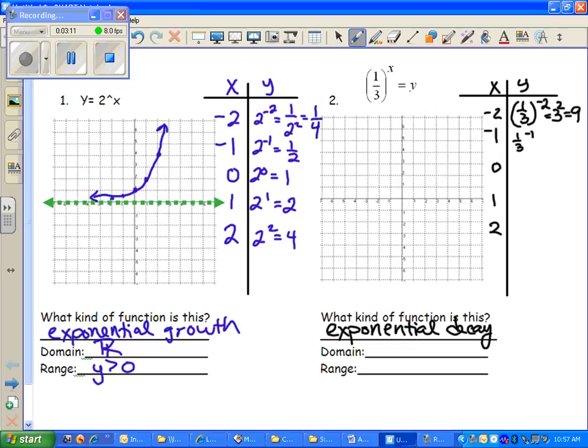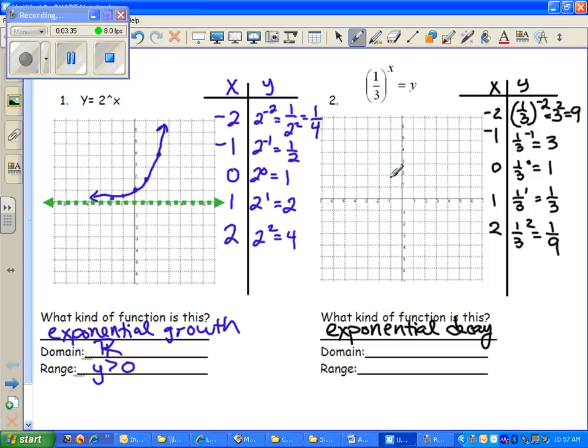1/3 to the -1 is 3. 1/3 to the 0 power is 1. 1/3 to the power of 1 is 1/3. 1/3 squared is 1/9. So here -2 is at 9, which is off the chart.